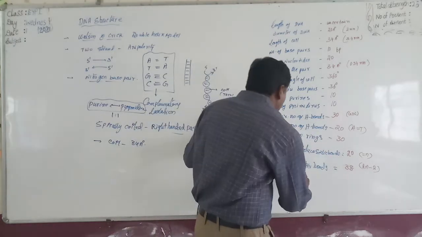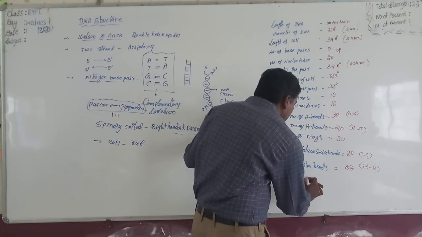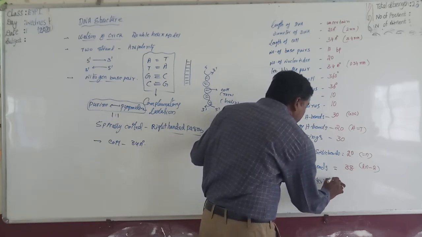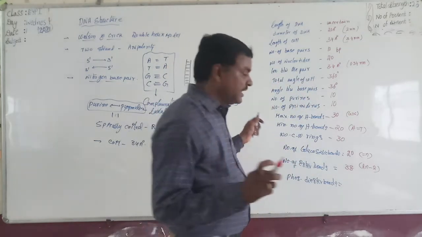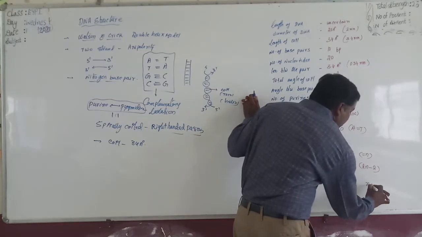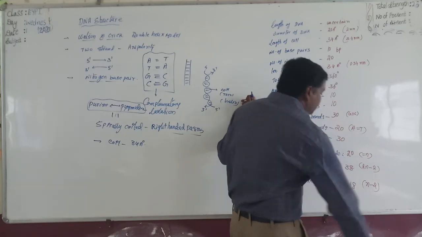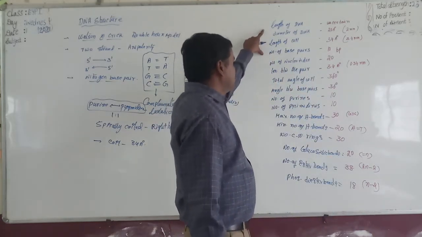And what about the phosphodiester bonds? Phosphodiester bonds, very important. Phosphodiester bonds equal n minus 2. N is equal to 20, minus 2 is equal to 18.